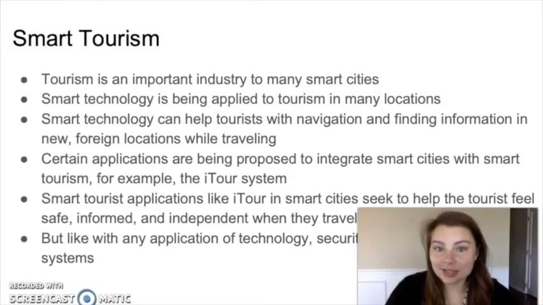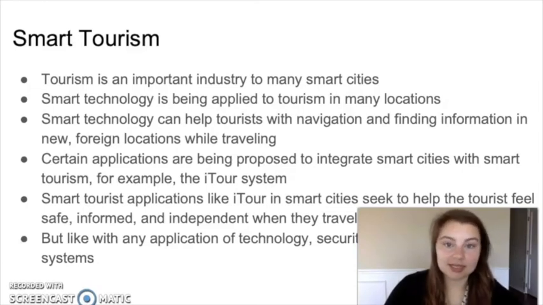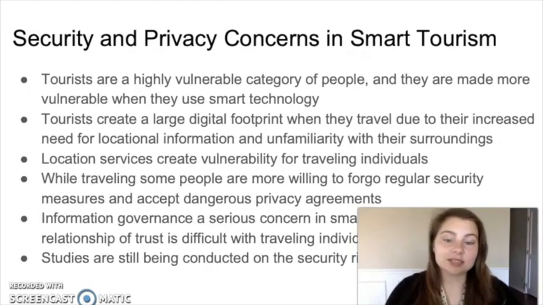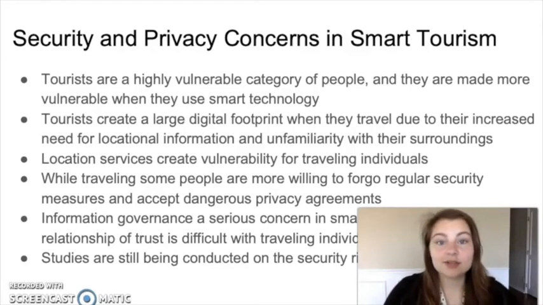But with any application of technology, like smart tourism, there are security risks in these systems. Many security and privacy concerns exist in the realm of smart tourism. Tourists are a very highly vulnerable category of people, even when they're not in a smart city, and they're made even more vulnerable when they use smart technology. Tourists create a very large digital footprint when they travel, because they're using technology to look for locational information, and they're highly unfamiliar with their surroundings, so they may be using Google to figure out words in a different language, or book their hotels, etc.